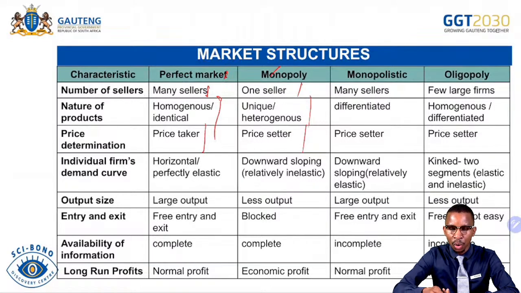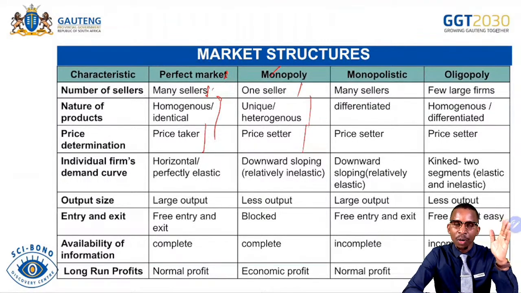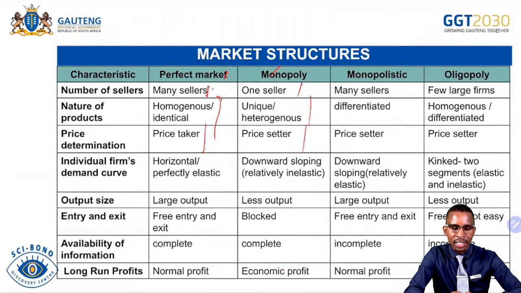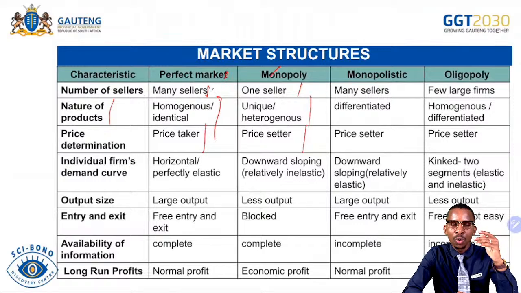So ensure that you know the table for comparison, and be able to discuss those subheadings. Remember, as for the market structure, you don't just say in the subheading there are many sellers. You say number of sellers, and then you answer there are many sellers and provide reasons, and then there is one seller and provide reasons. Nature of products: under perfect market, the individual firm sells homogeneous product, explain the homogeneous products, and then under monopoly, the individual firm produces a unique or heterogeneous product, explain the heterogeneous product.